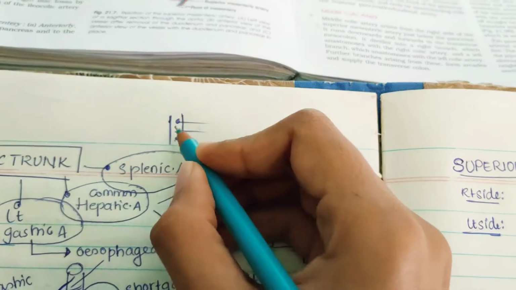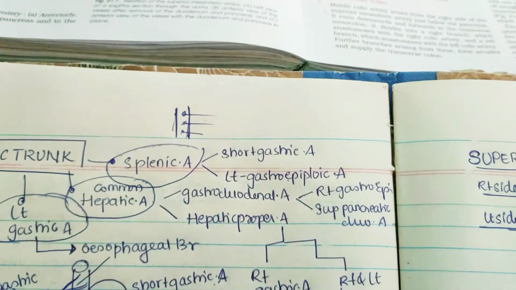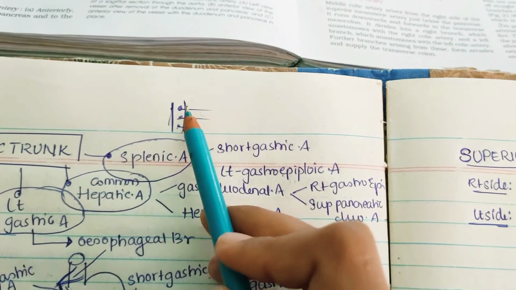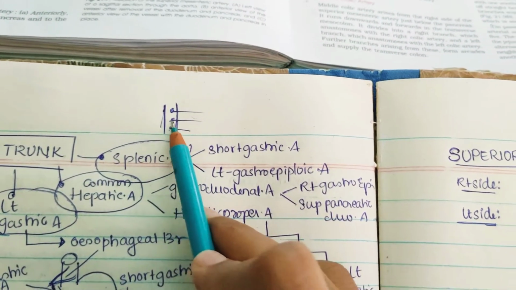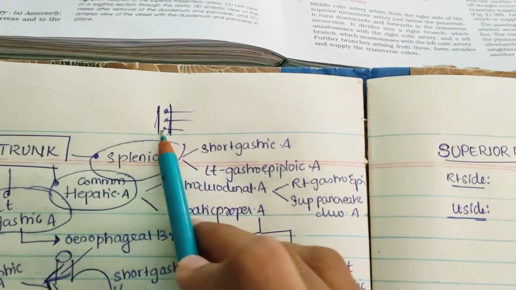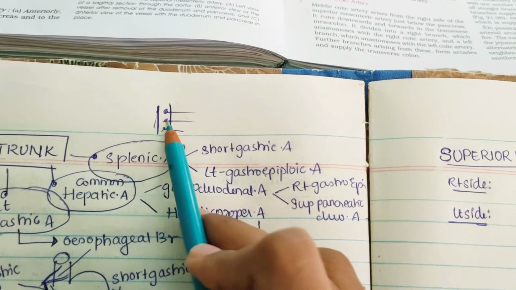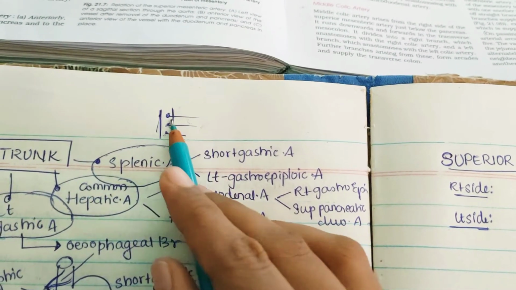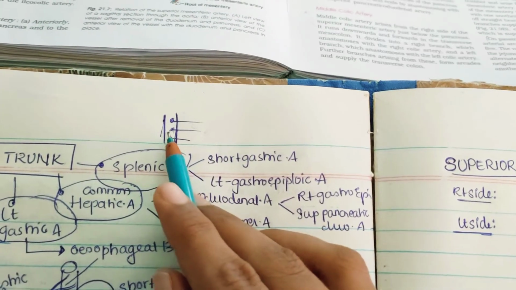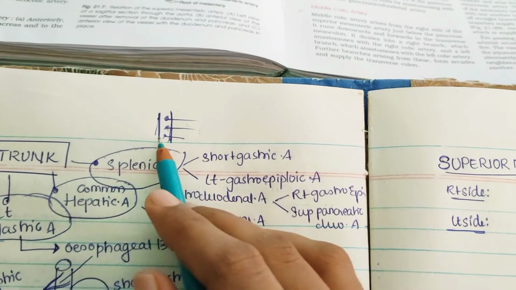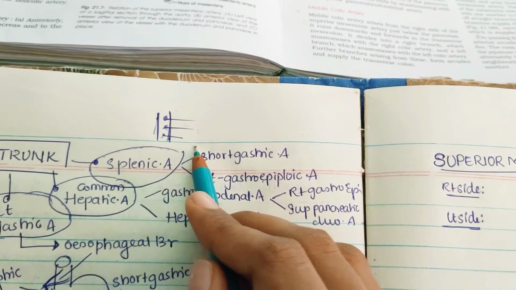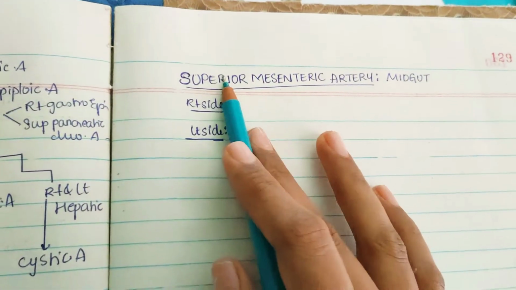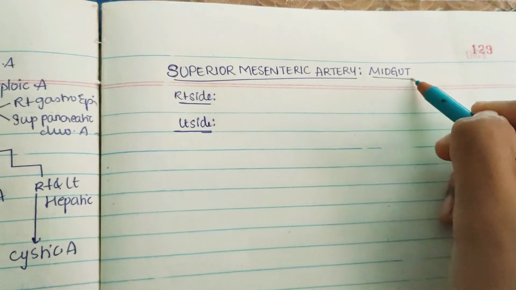If you remember, this is the abdominal aorta. From the ventral part of the abdominal aorta comes first the celiac trunk, next comes the superior mesenteric artery, next comes the inferior mesenteric artery. The celiac trunk supplies the foregut, the superior mesenteric supplies the midgut, and the inferior mesenteric supplies the hindgut. Now we are going to discuss the superior mesenteric artery, which mainly supplies the midgut.